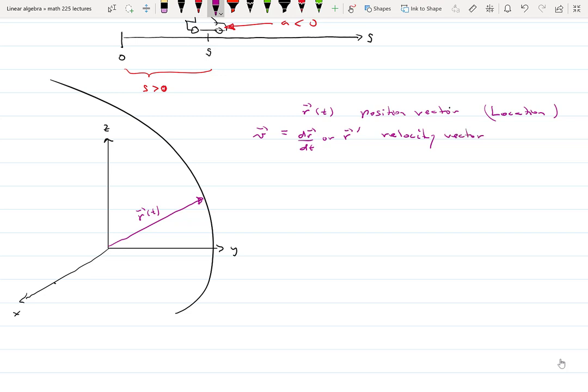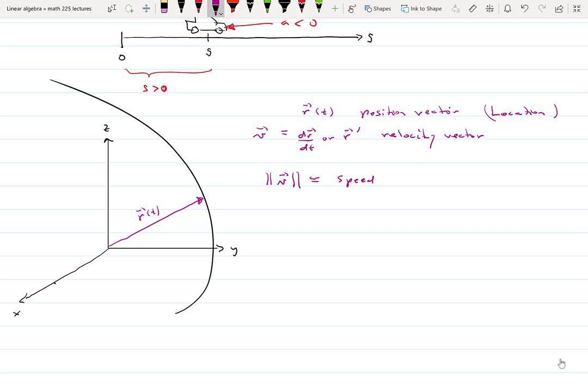Now our velocity vector, before, it told us speed and direction. It does the same thing now. The magnitude of my velocity vector, not the absolute value of velocity, there's no such thing as the absolute value of a vector, the magnitude of your velocity vector is your speed. Okay? The direction of your velocity vector is in the direction of motion.